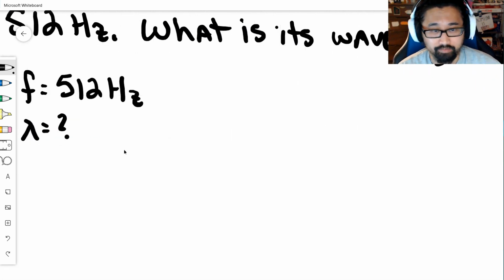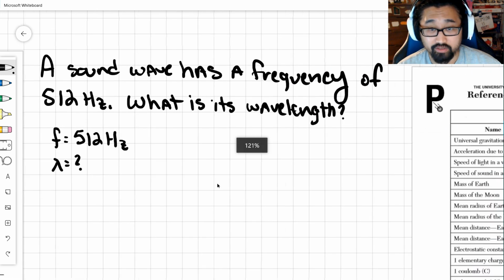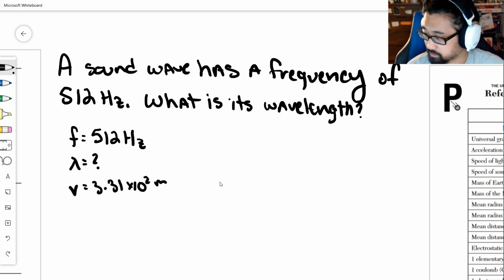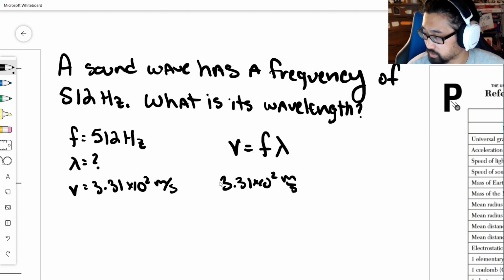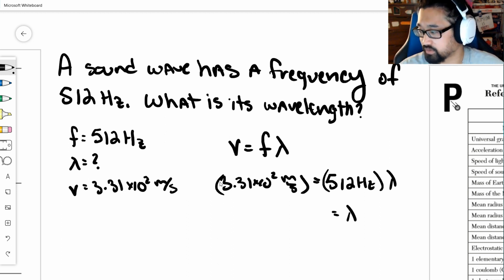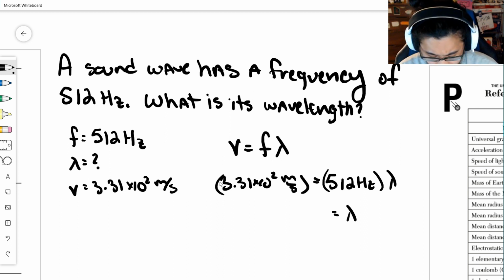That's pretty fast. So, I actually do know one more piece of information. I know that the velocity is 3.31 times 10 squared meters per second. So I can do v equals f times lambda, which is 3.31 times 10 squared meters per second equals 512 hertz times lambda, and I can divide both sides by 512 and get that the wavelength is not super long.